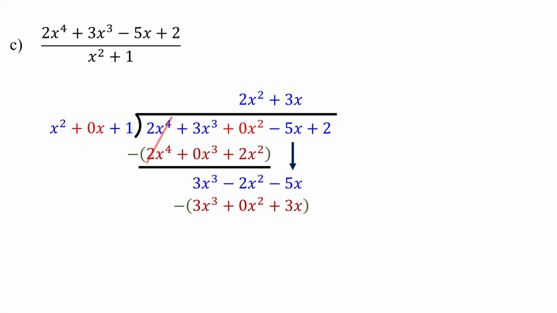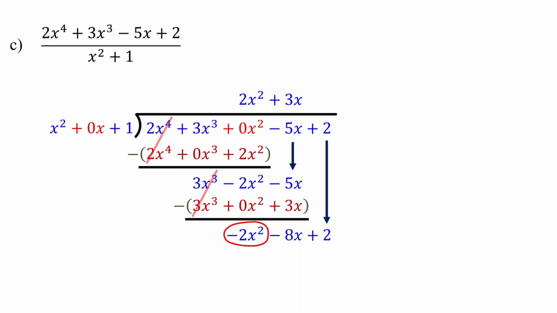Now, subtract. The first terms cancel out, right? Negative 2x squared minus 0x squared is negative 2x squared. Negative 5x minus 3x is negative 8x. Then, bring down the next term and repeat the three steps.